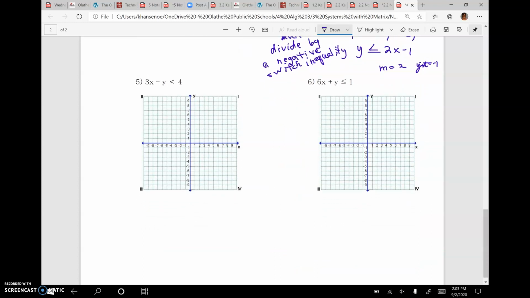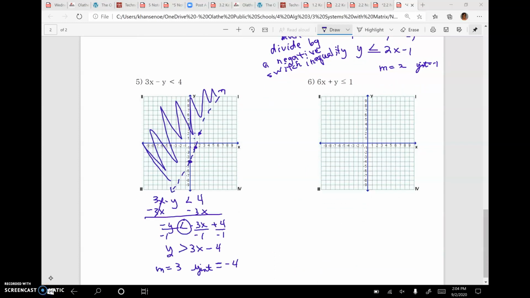All right, so I'm going to pause again. So hopefully your graph looks like that. So then we have one more to work together. I'm going to work it real fast for us here. 6x plus y less than or equal to 1. So I'm going to subtract that 6x. I get y is less than or equal to negative 6x plus 1.